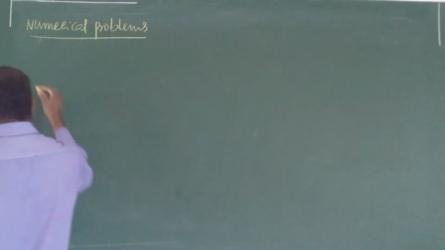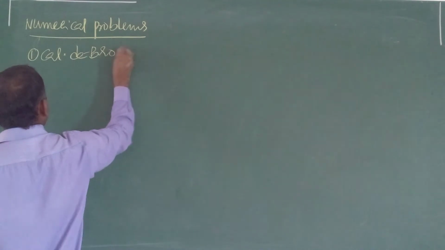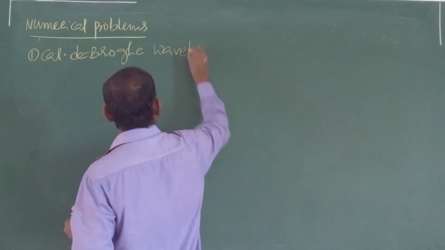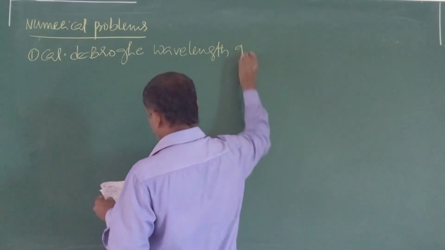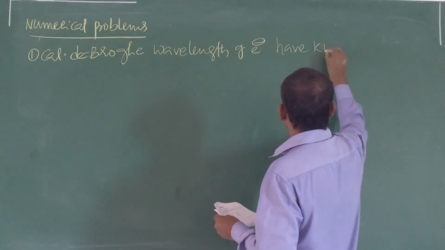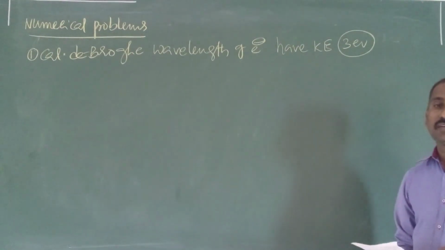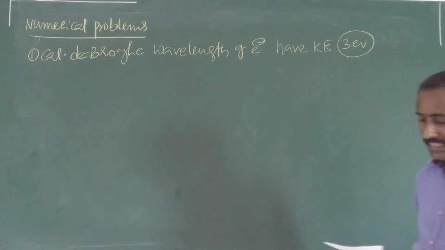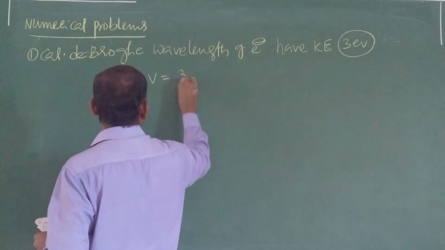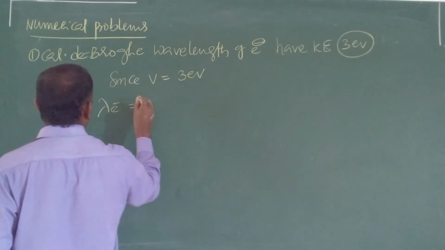Problems. Calculate the de Broglie wavelength of an electron having kinetic energy 3 electron volts. So here electron volt is nothing but the potential difference V. Directly V is given.